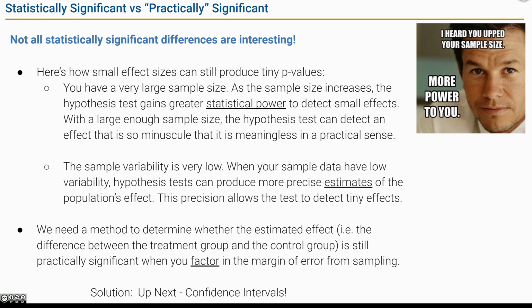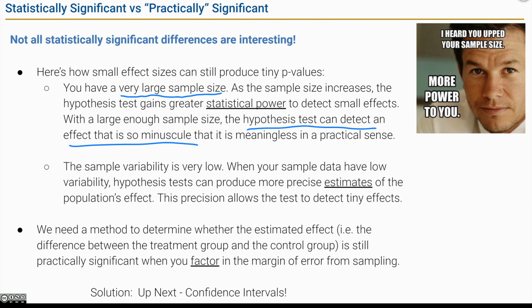And so this is also leading us to the idea that not all statistically significant differences are interesting, right? If you get a large enough sample size, you're going to increase your statistical power to detect small effects. And so if you turn up that knob large enough, you basically can start to detect an effect that's so minuscule that it's not really meaningful in practice.